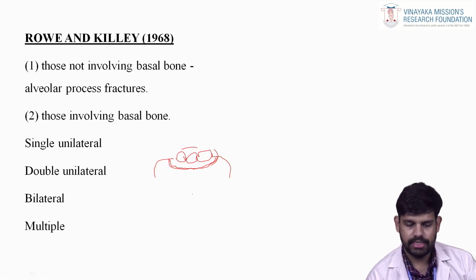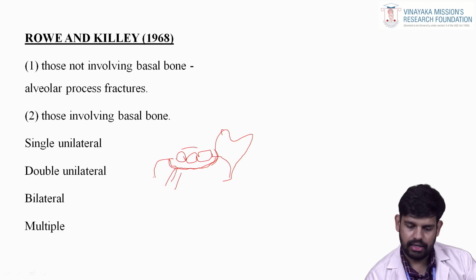Type 2 is those involving the basal bone. It can be a single fracture line, unilateral. It can be parasymphysis, body, angle, condyle. Double unilateral is on the same side, when we have a parasymphysis and body fracture, or a body and angle fracture, which is very rare. Bilateral fracture is when we have, for example, a right parasymphysis and left condyle fracture. Multiple means comminuted fracture, multiple fracture lines. In case of high velocity RTA, you can see multiple fractures.